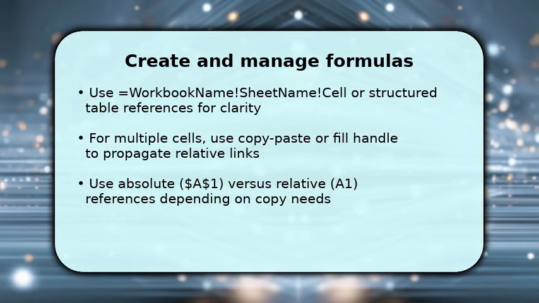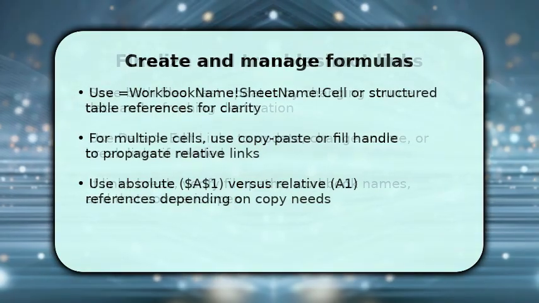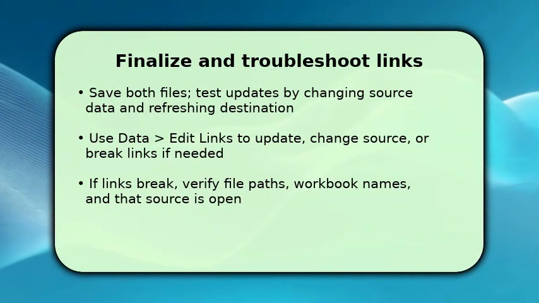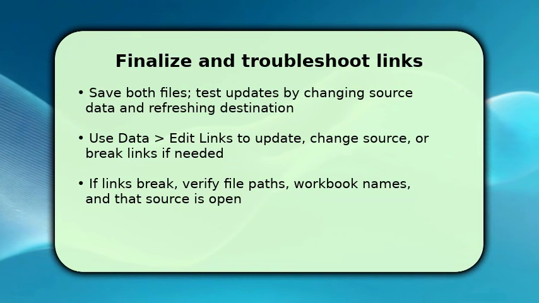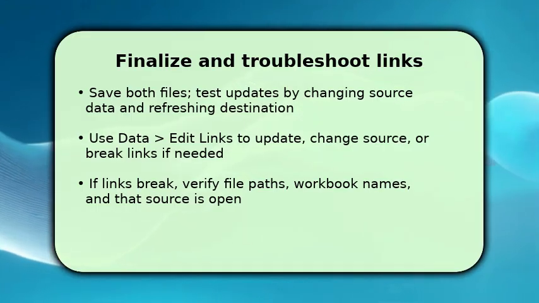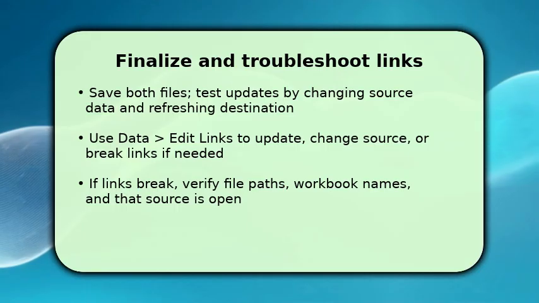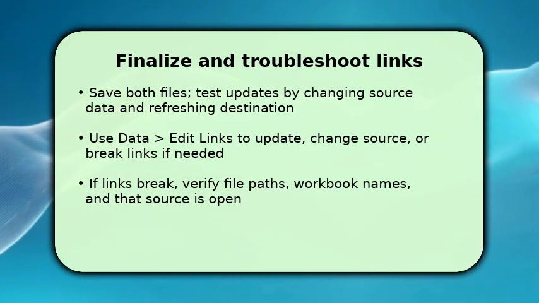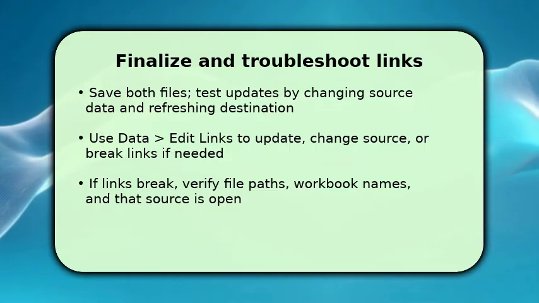Otherwise, to finish, save both workbooks and test the connection by changing a source value, then refresh or reopen the destination to confirm updates. If you need control, go to Data and use Edit Links to update, change source, or break links intentionally. If values show errors, check the file path and workbook name, relocate files, or reopen the source if necessary. One troubleshooting tip: if links break, opening the source workbook usually restores live connections immediately.